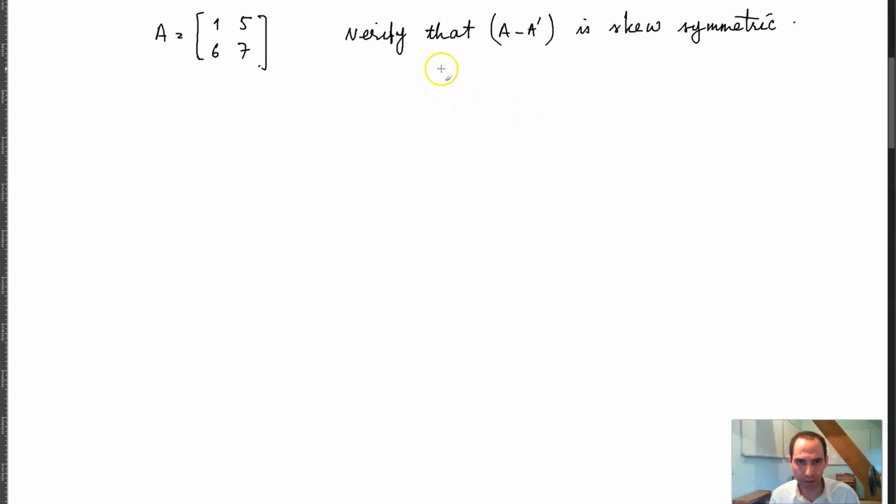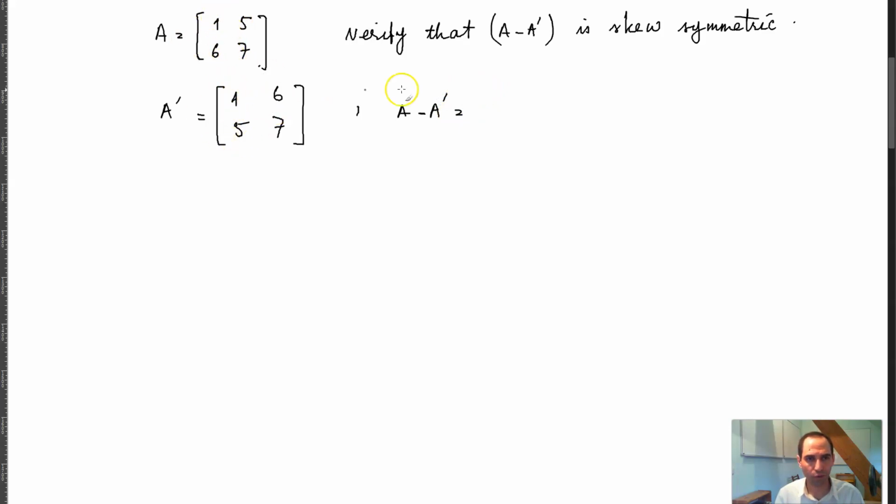In order to do that, what I will do is first calculate A prime, and that is 1, 5, 6, 7. Now A minus A prime is equal to basically this matrix minus this matrix, so 1 minus 1 is equal to 0, 5 minus 6 is equal to negative 1, 6 minus 5 is equal to 1, and 7 minus 7 is equal to 0. And a skew symmetric matrix means that the transpose of the matrix is equal to the negative of the matrix.